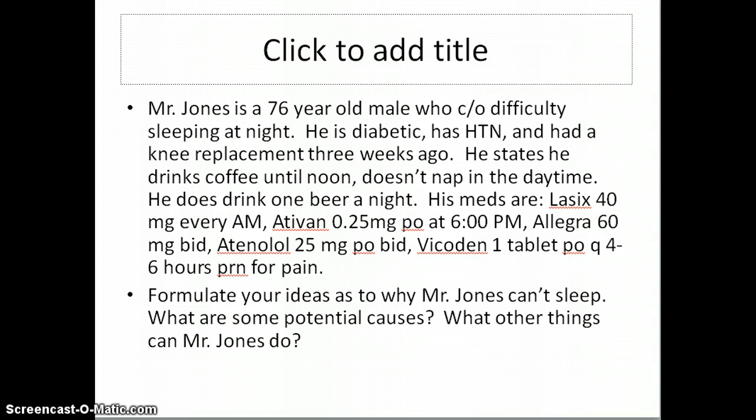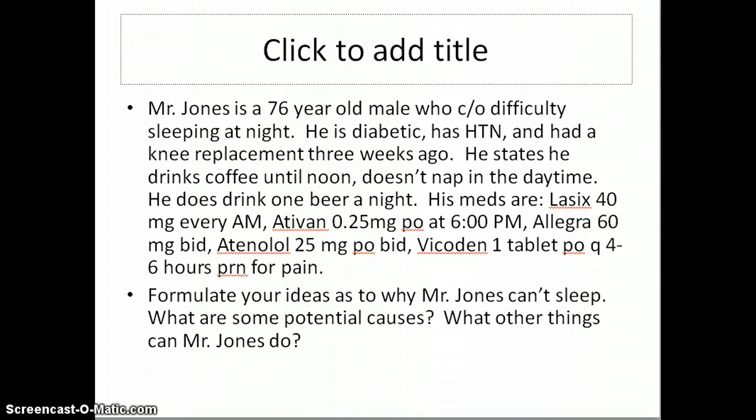When we look at this one, we have a male, and it gives you quite a bit of information that you have to dissect. He's diabetic, so now you're going back to the neuropathy and some of the things that happen to a diabetic. HTN is hypertension, so we know that this patient also has some issues with high blood pressure. He had knee replacement, he drinks coffee, he doesn't nap in the daytime, he drinks a beer at night, and it gives you some medications.